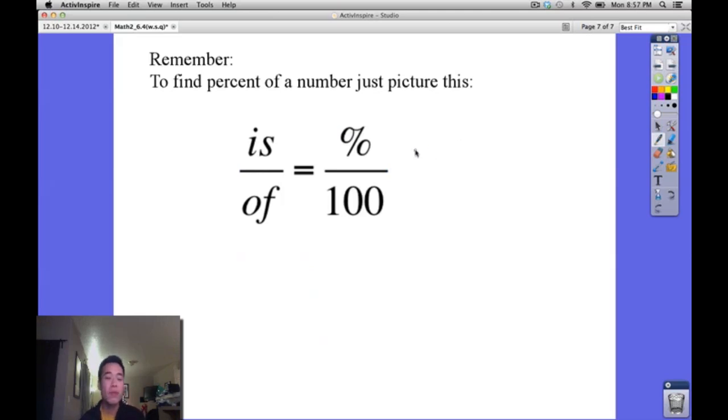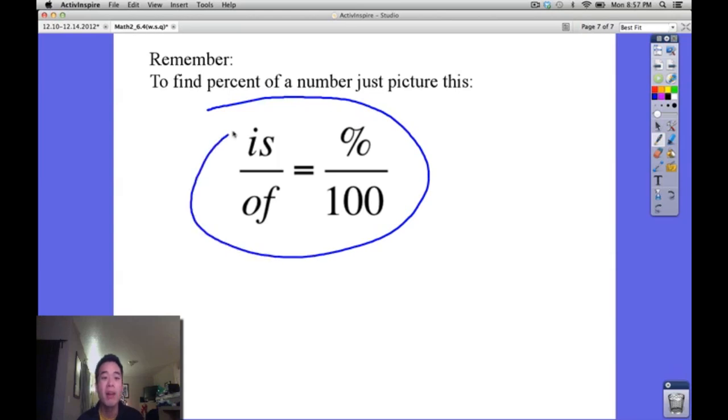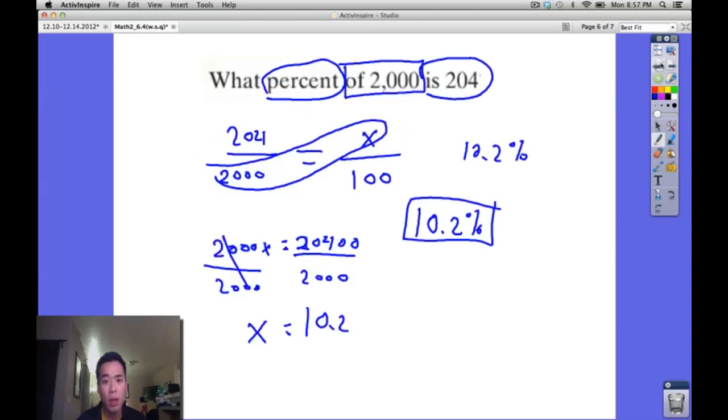So that's pretty much it for today. So remember, this is what I want you to write in the video about. Is over of equals percent over 100. So in your questions, come up with some examples on your own and test it. See if the is over of equals percent over 100 works. It works all the time.